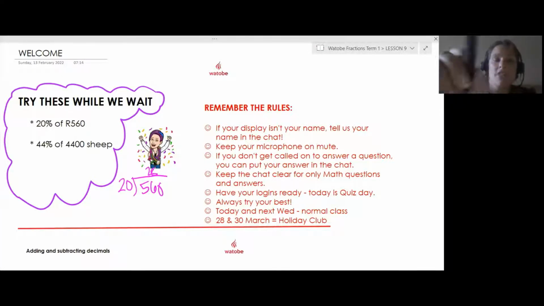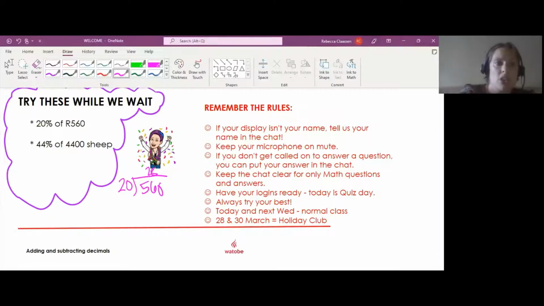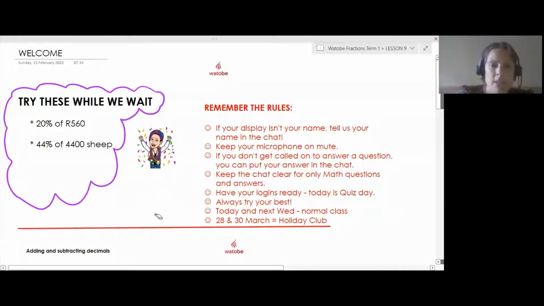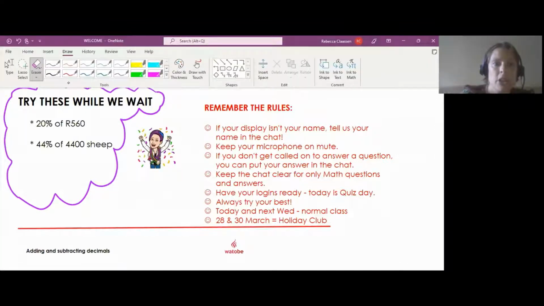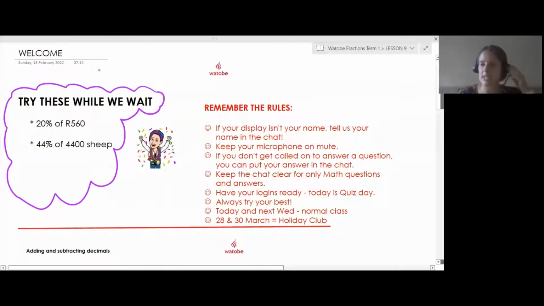Okay, so that's a really good try. You've got some of the idea right, but we're going to have a look quickly at how we need to do it. We can use our calculators for this, or we can use our pencil and paper. So 20% means 20 over 100, and we're going to times it by 560 over 1.